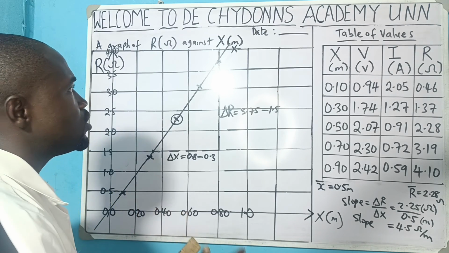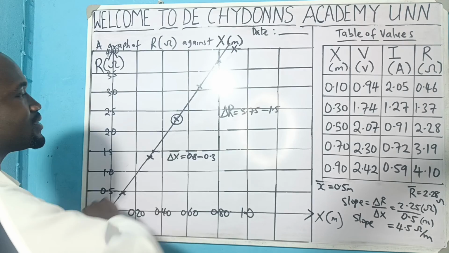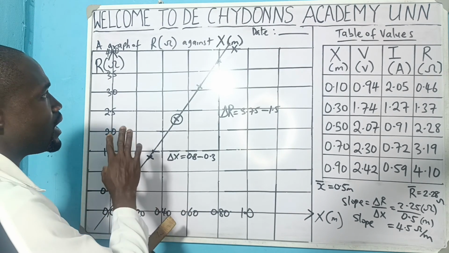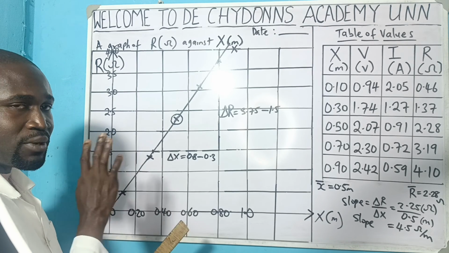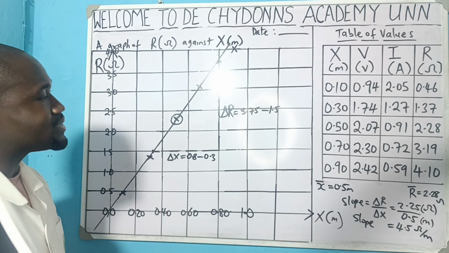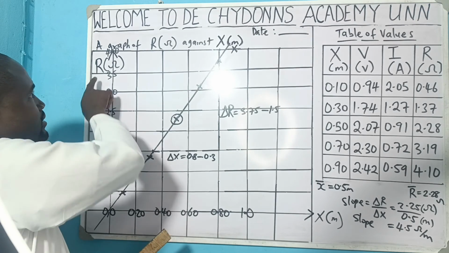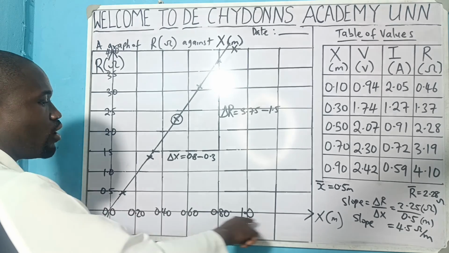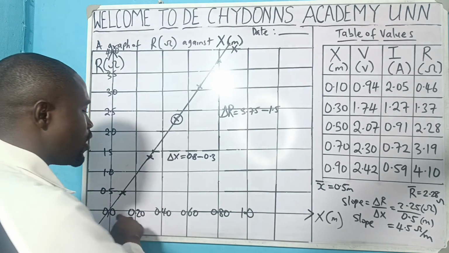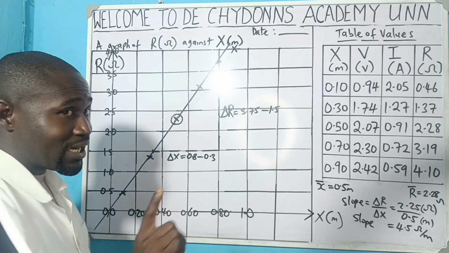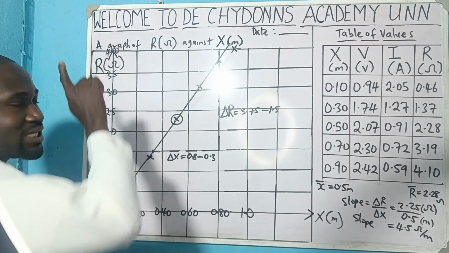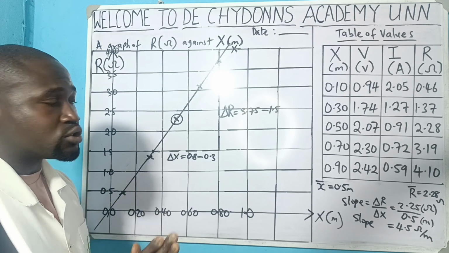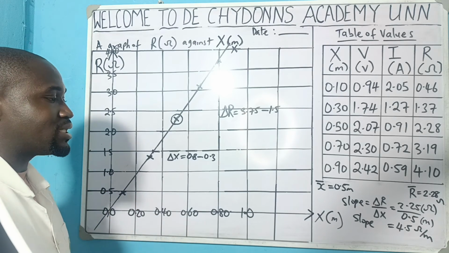So from this experiment, you notice that this gave us a straight line. If you want to make your conclusion, say from the experimental results and from the graph, it is realized that as the value of resistance increases, the value of length also increases, or as the length x increases, the resistance increases. That is why we are getting a positive slope. So they are directly related.